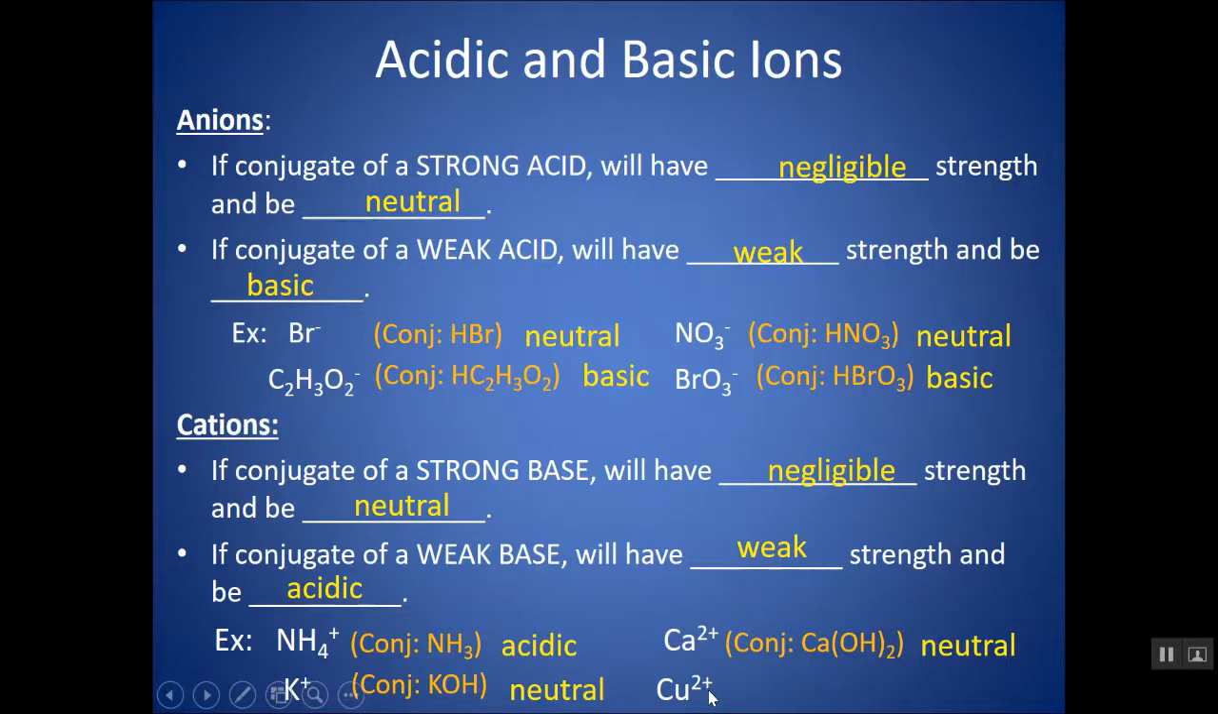Cu2 plus, its conjugate would be copper 2 hydroxide, which is not a strong base. Make sure you memorize your strong bases, group 1 and the heavier group 2 metals. So this would be a weak base, so Cu2 plus would be able to function as a weak acid in solution. The takeaway here is, if you have a positive ion in solution, it would be neutral if it's the conjugate of a strong base. Otherwise, that positive ion can be acidic if it's the conjugate of a weak base. It's really only the conjugates of things that are weak that function as acids and bases in solution. The anion could be basic if its conjugate acid is a weak acid. The cation could be acidic if its conjugate base is weak.